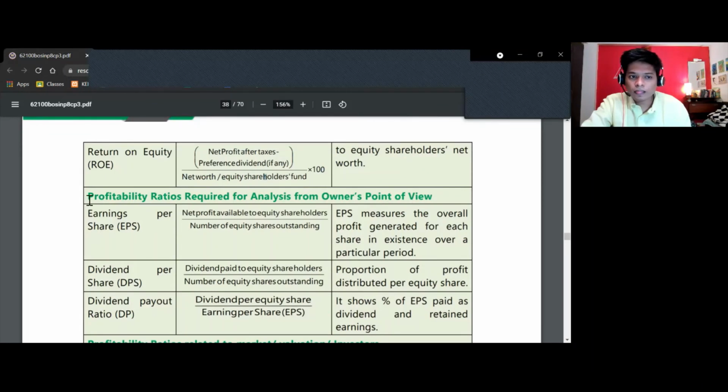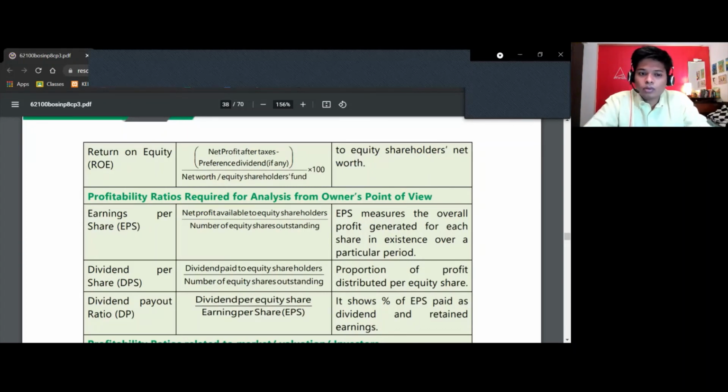Profitability ratios required from the point of view of owners. So what is the owner going to see? What is my earning per share? I have one share, how much am I earning per share? That is net profit available to equity shareholder divided by number of equity shares outstanding. So if I have 10,000 shares in the company and the company is earning 8 lakh, what is my earning per share? 8 lakh divided by 10,000, so that gives me 80 rupees.